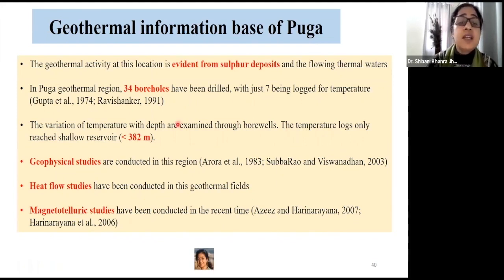However, here you can see it has only been explored till 382 meter, which is a shallow depth. So that is where the ground heat source zone lies itself. Now, some of the geophysical studies were also conducted in this region, and heat flow studies also indicate some promising value. And in the recent past, magnetotelluric studies were conducted to study the resistivity of that entire zone.